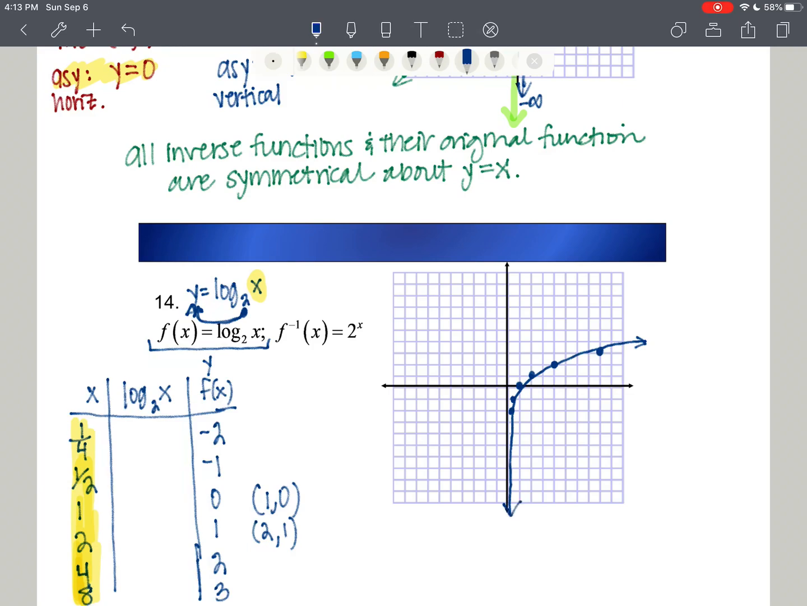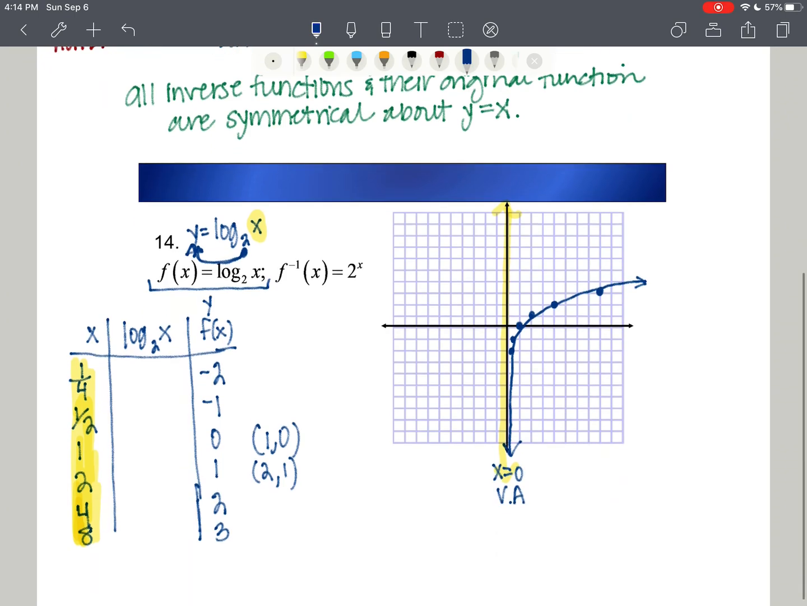Now this isn't the easiest way to graph a log function. I'm going to be honest with you, this is not the easiest way. We've got our vertical asymptote at x equals 0. We've got a domain of 0 to infinity, a range of negative infinity to positive infinity, an intercept at (1, 0), and a vertical asymptote at x equals 0.